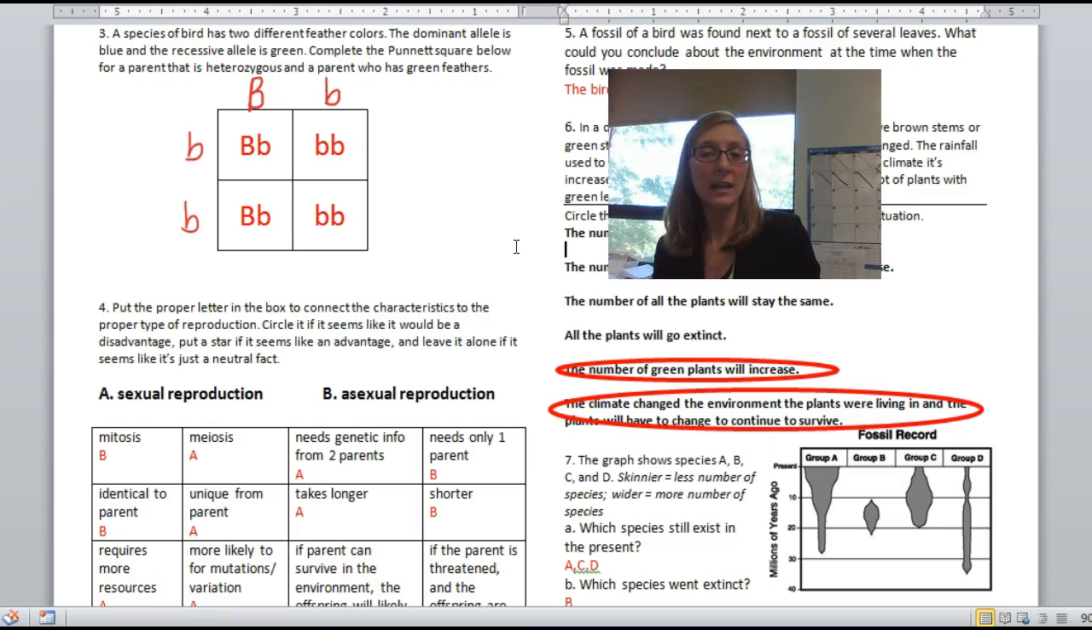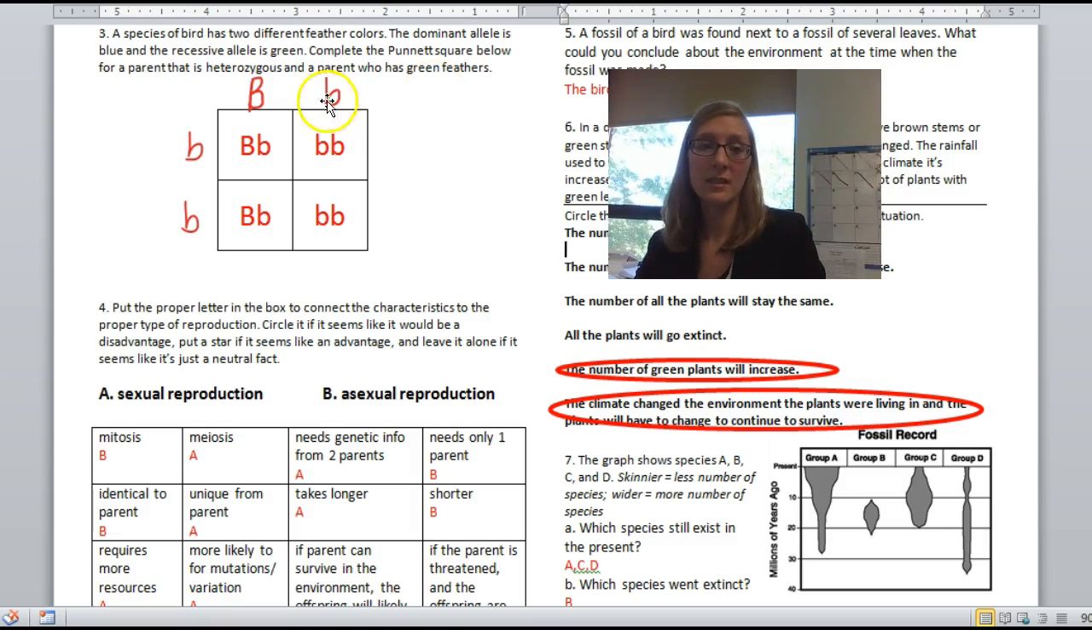So remember, heterozygous is when it has a dominant allele and a recessive allele. Hetero meaning different. So in the Punnett square up here, this is where we have our heterozygous parent. Now the next question is green feathers. Is that homozygous recessive or homozygous dominant?